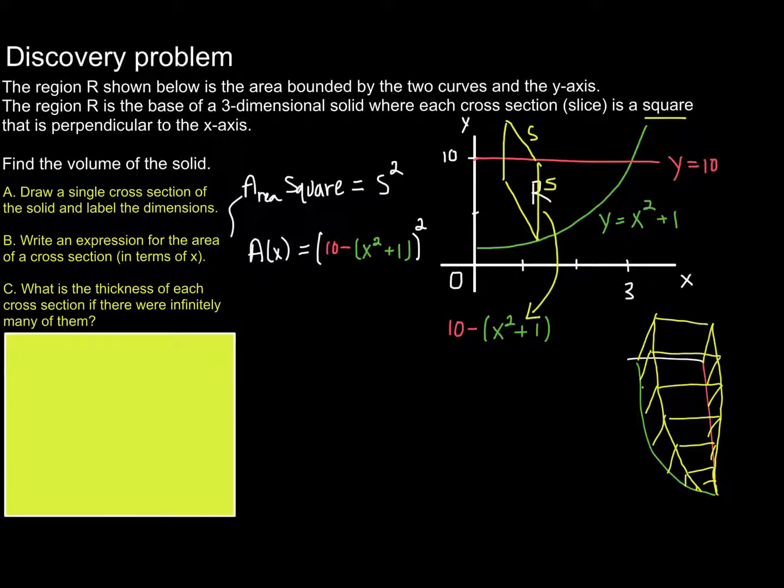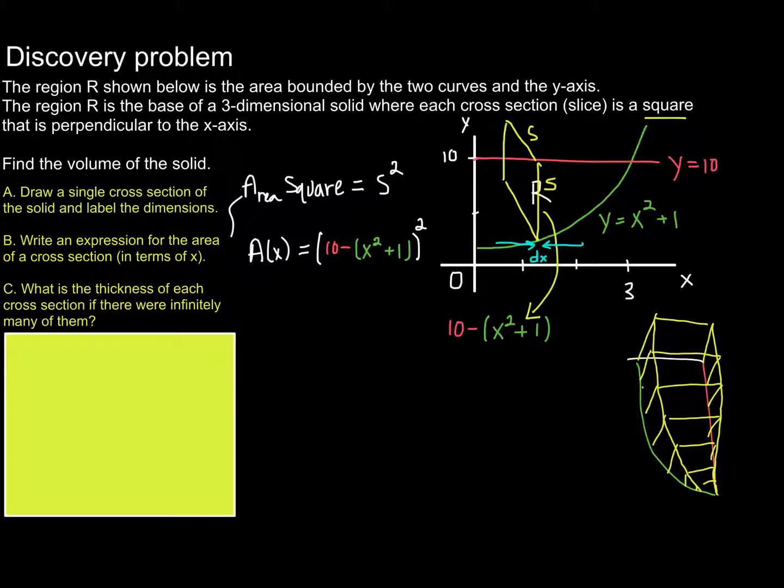Okay, now here comes the big move. What would be the thickness of these cross sections if we had infinitely many of them, and we used infinitely many of them to represent the volume of this solid here? So if you think of the volume of this solid as being the summation, or the adding up of all these infinitely small cross sections with these tiny little thicknesses, the thickness would become dx because we have infinitely many of them. So delta x becomes dx when we take the limit as n approaches infinity.